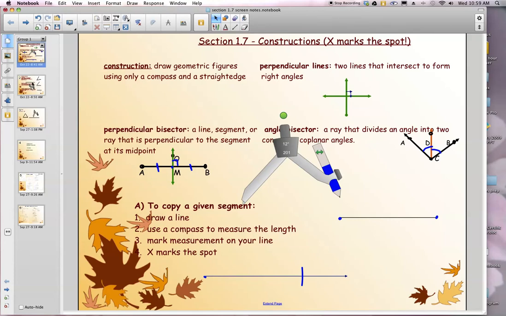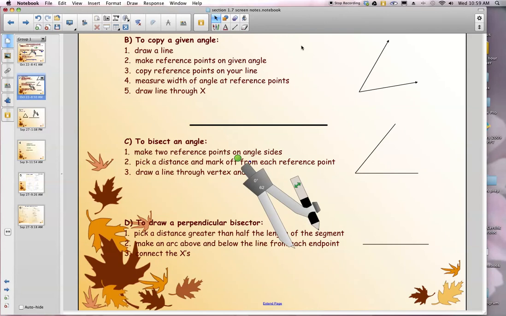The next one we're going to do is copying an angle. So if you have an angle measure and you don't necessarily know what the degrees are, but you need that angle measure somewhere else on your paper, these are the steps you're going to follow. The first thing you're going to do is wherever you need that angle to be, draw yourself a line.